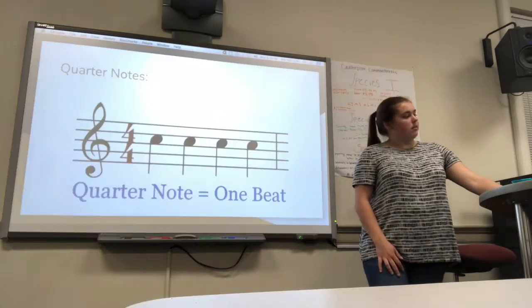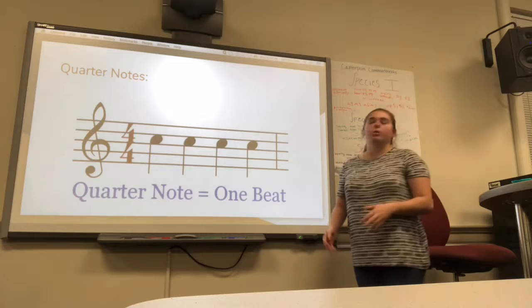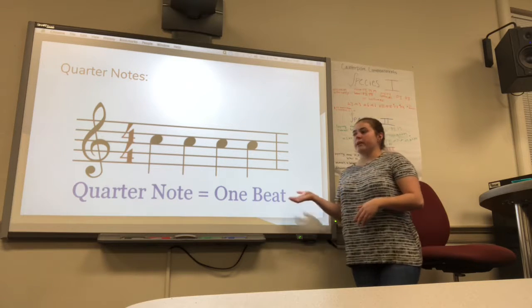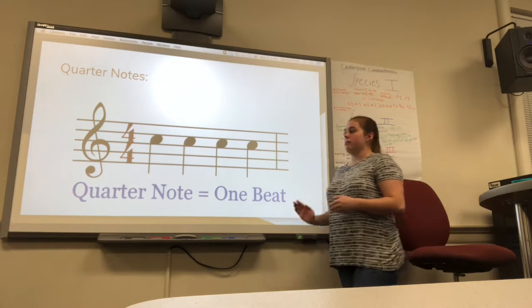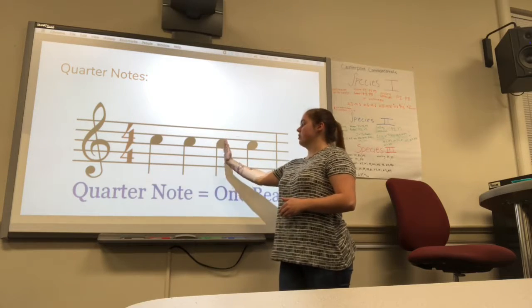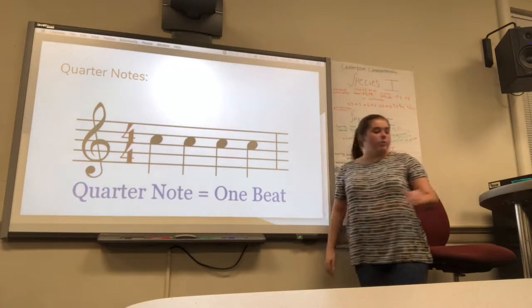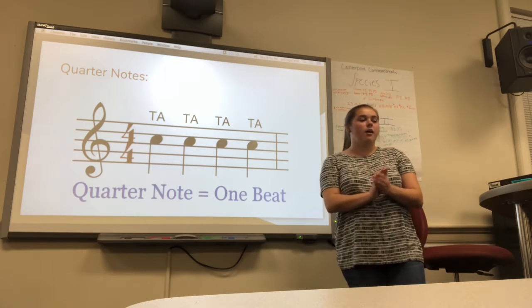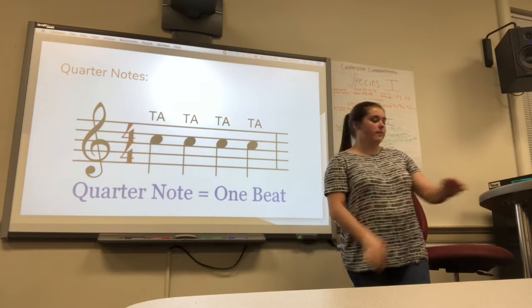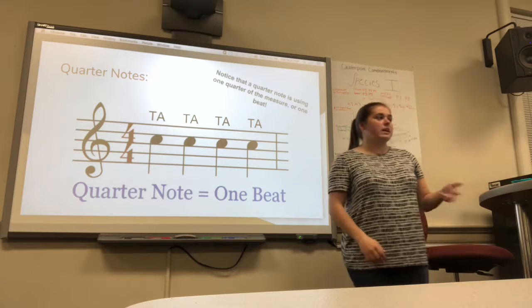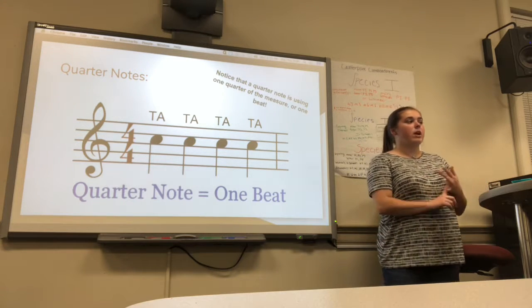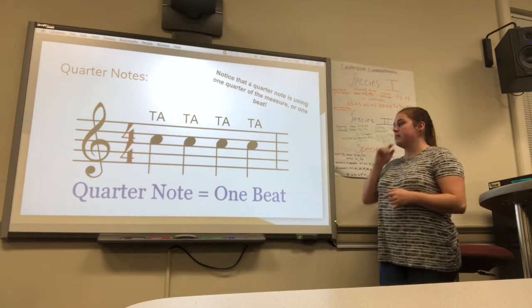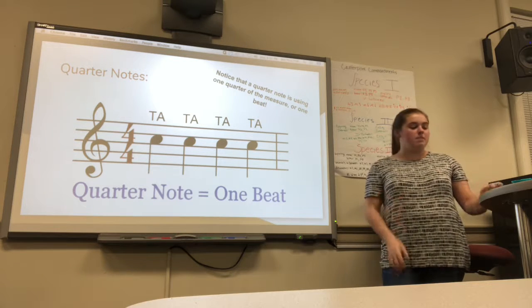So first we have quarter notes. Quarter notes equal 1 beat like we talked about because they're a quarter of the measure. So 1 quarter, 2 quarters, 3 quarters, and 4. And so how will that be spoken? So we'll go ta, ta, ta, ta. Notice that a quarter note, like we said, is using 1/4 of the measure, or 1 beat. So it's like fractions in math.